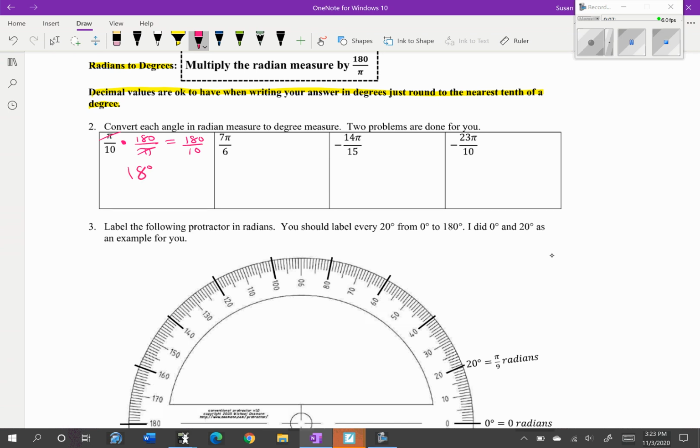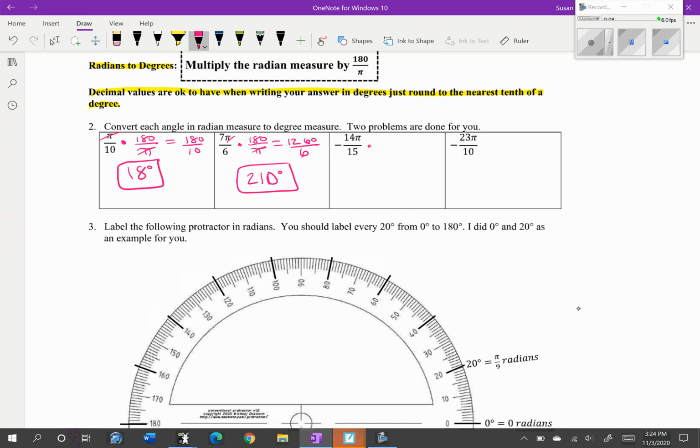So 18 degrees, and make sure you put that degree symbol because that's the only way that we know it's a degree measure. So for the next one, if I multiply by again 180 divided by pi, I get 1,260 divided by 6, and your pi's of course cancel out. So when you divide that, that's 210 degrees. Go ahead and do the next two on your own. When you're done, you can unpause to check your work.